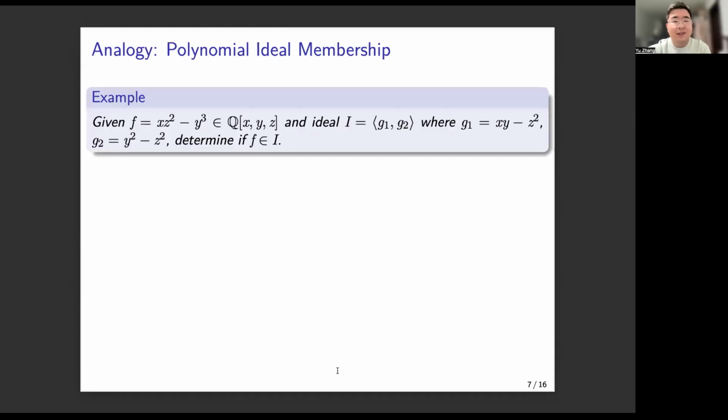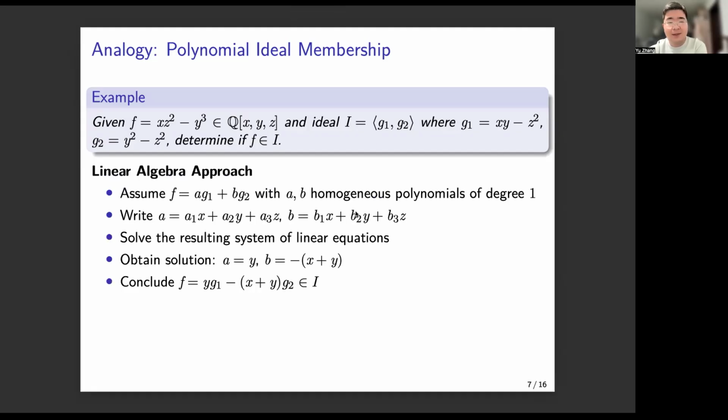So here's an example. Assume we are working with polynomials with rational coefficients. We are given a polynomial f. We are given two other polynomials, g1 and g2. And the question is, we want to decide whether f belongs to the ideal generated by g1 and g2. So here's one straightforward method to solve this problem using linear algebra. We can assume f can be written as some polynomial a times g1 plus some polynomial b times g2.